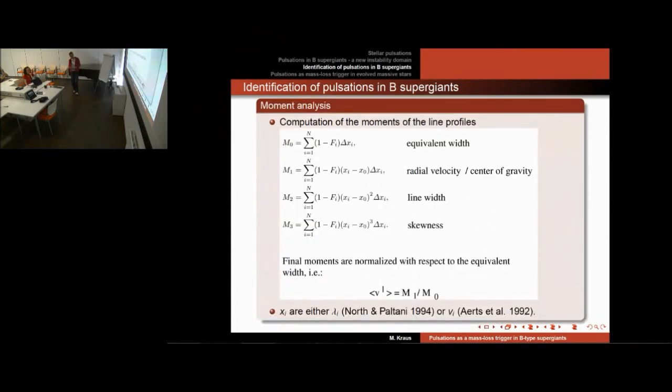And to analyze these line profiles, we make use of the so-called moment method. So when we have a line profile, we normalize our data, so the continuum is at 1, and our flux is smaller than 1. So we compute the higher moments of the line profile, which is just a sort of weighted integration over the line profile. And then we make use of these different moments. Most important is the first moment, which gives us the radial velocity of the line, or the center of gravity. The second one gives some indication for the line width, but the third one, which is also very important, shows the skewness, the asymmetry of the line. If you have a symmetric line, this is always zero. As soon as the line is asymmetric, you will see that immediately in the third moment of the line. So it's very important to study these moments.